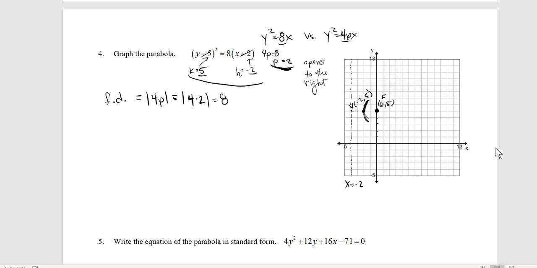So I need to go 4 units up from here, (0, 9), and 4 units down, (0, 1), to land back on my parabola. So now I can sketch it pretty well.